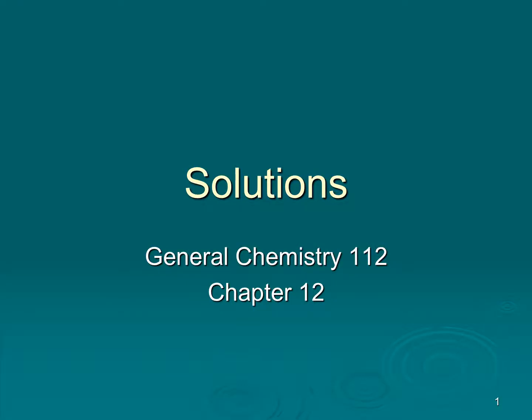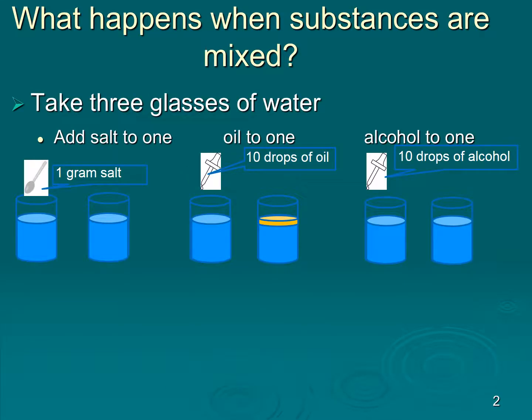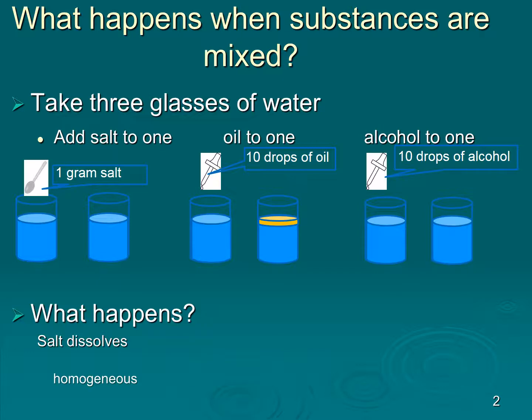All right, so we're going to talk about chapter 12, which has to do with solutions. Okay, so what happens when substances are mixed? If you can imagine, take 3 glasses of water, add salt to the first one, add oil to the second one, 10 drops of oil, and then add alcohol to the third one, 10 drops of alcohol. What's going to happen? Well, as you would imagine, the salt will dissolve. We call that a homogeneous solution. If you remember, homogeneous just means that it is consistent throughout.